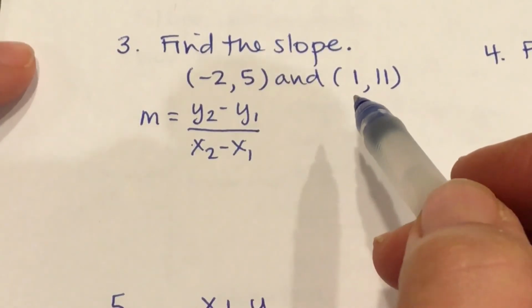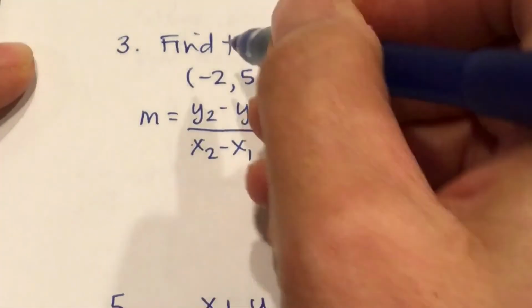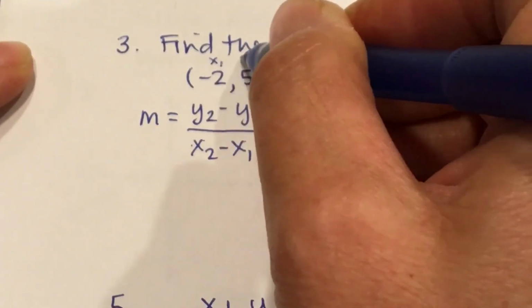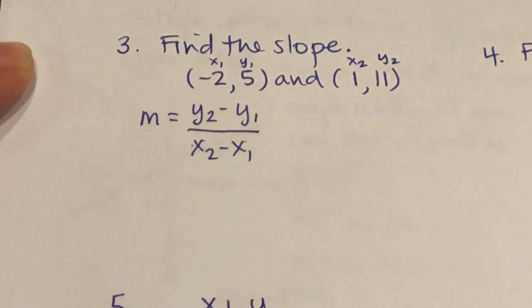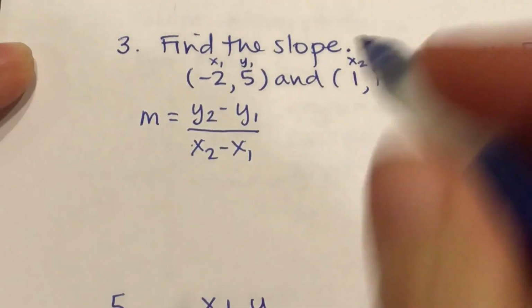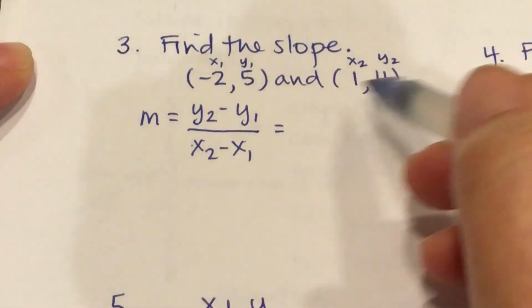It actually doesn't matter. Just pick one and go with it. Sometimes it helps people to label. This is x1 and y1. This is x sub 2 and y sub 2. If that helps you to see that, you're welcome to go ahead and do that. And then now I'm going to substitute in.